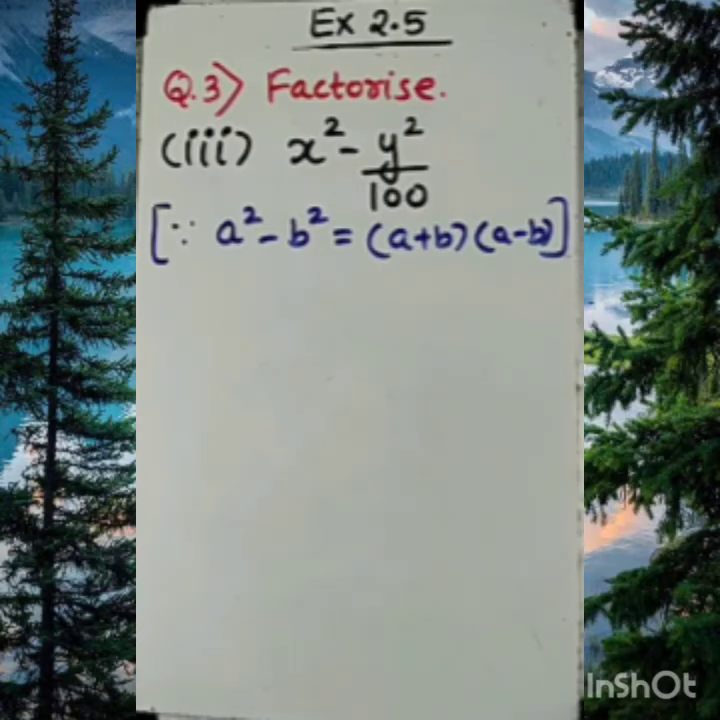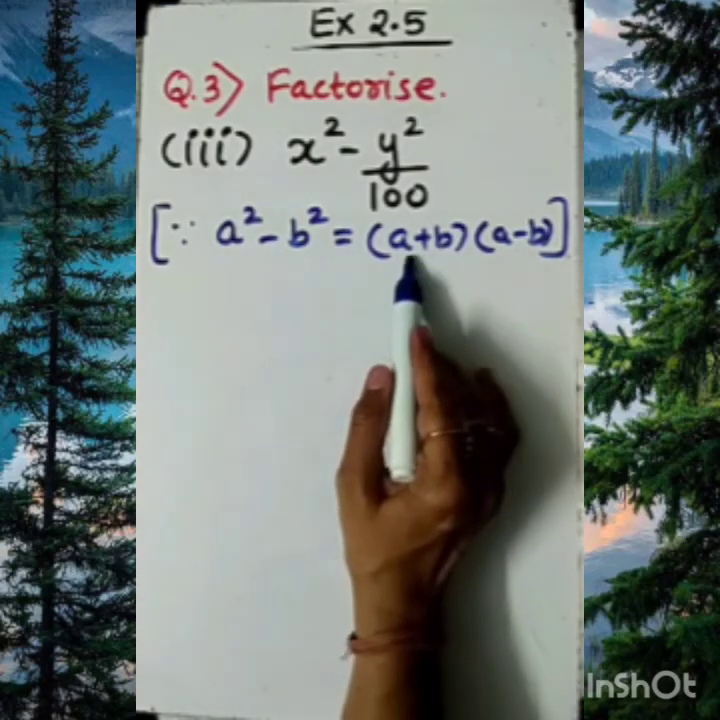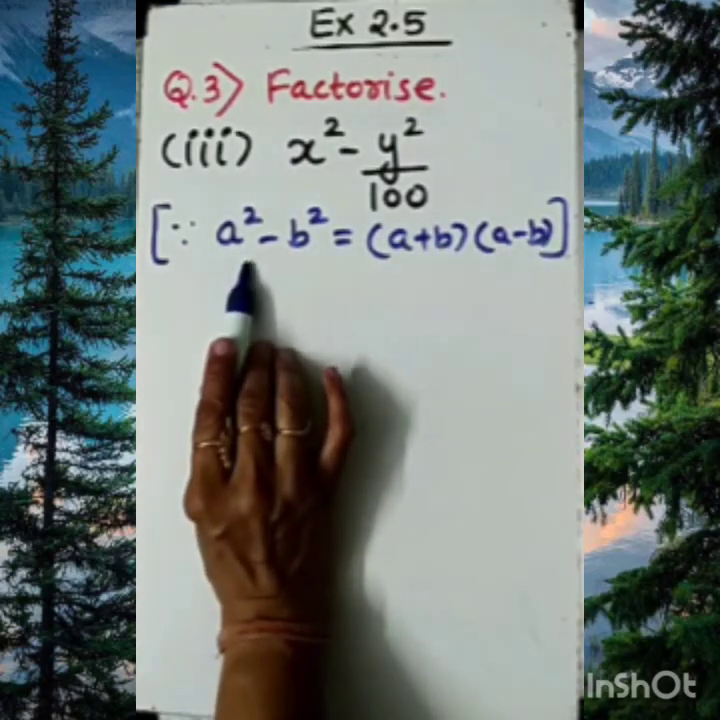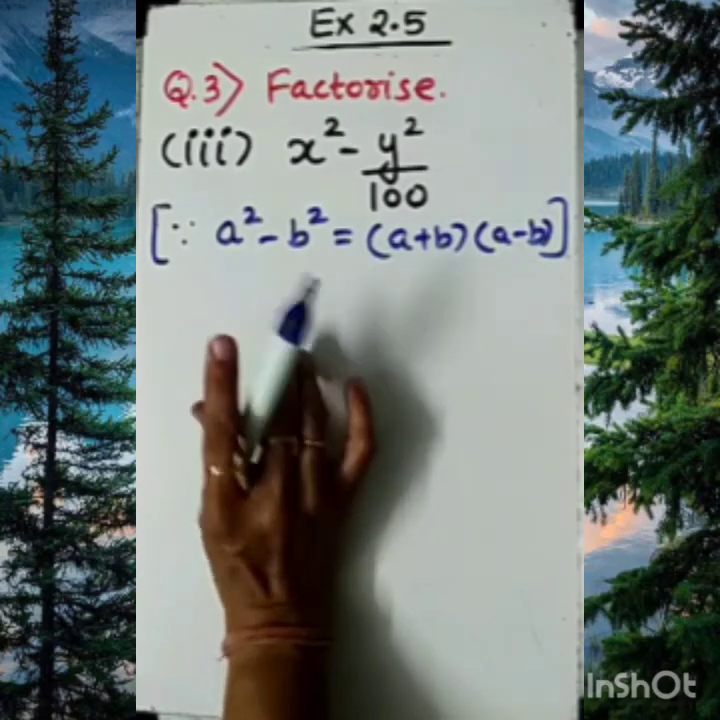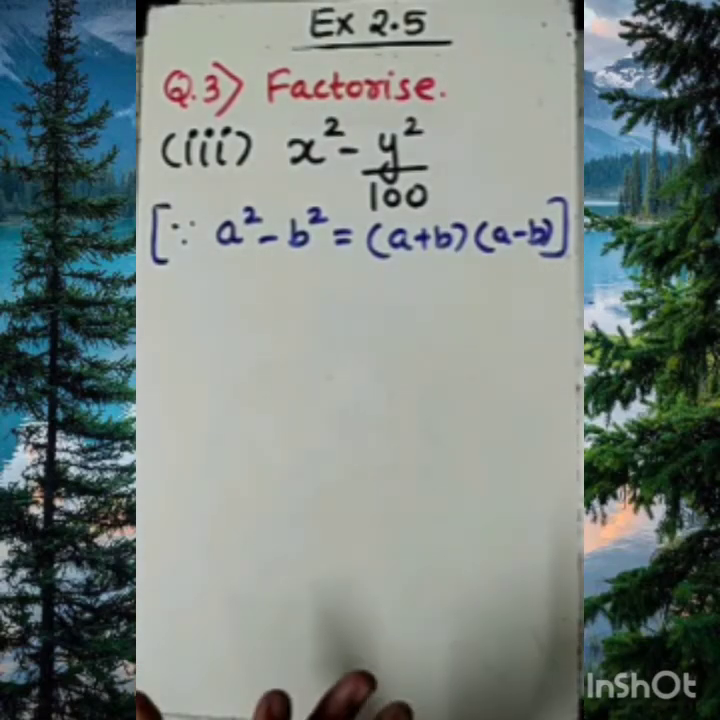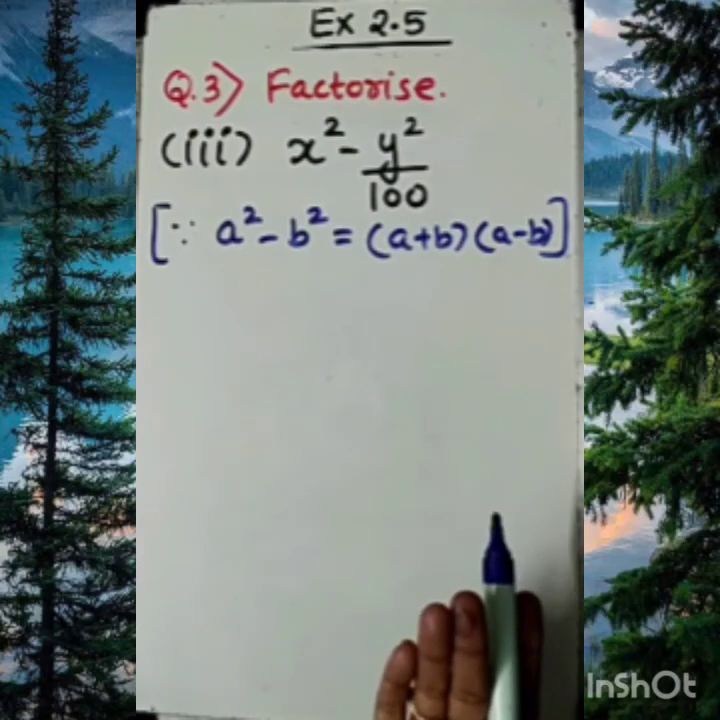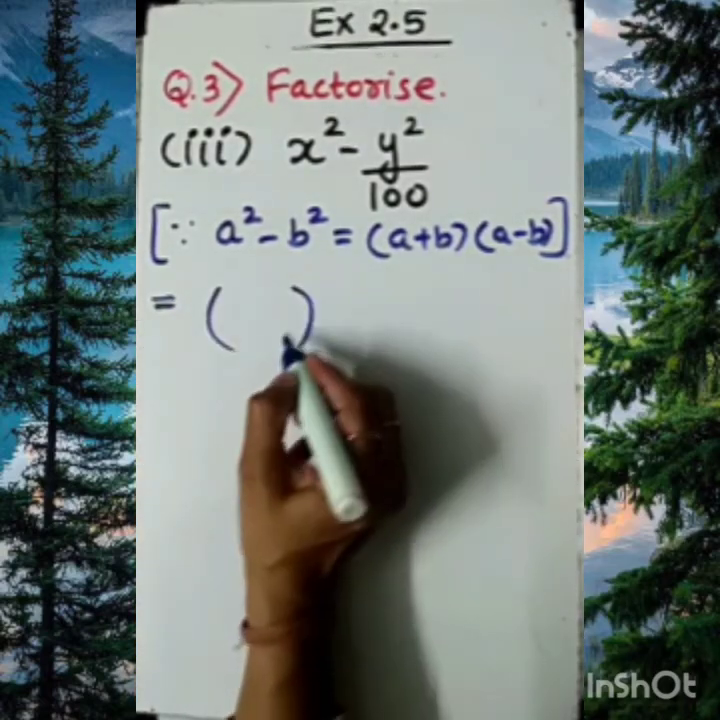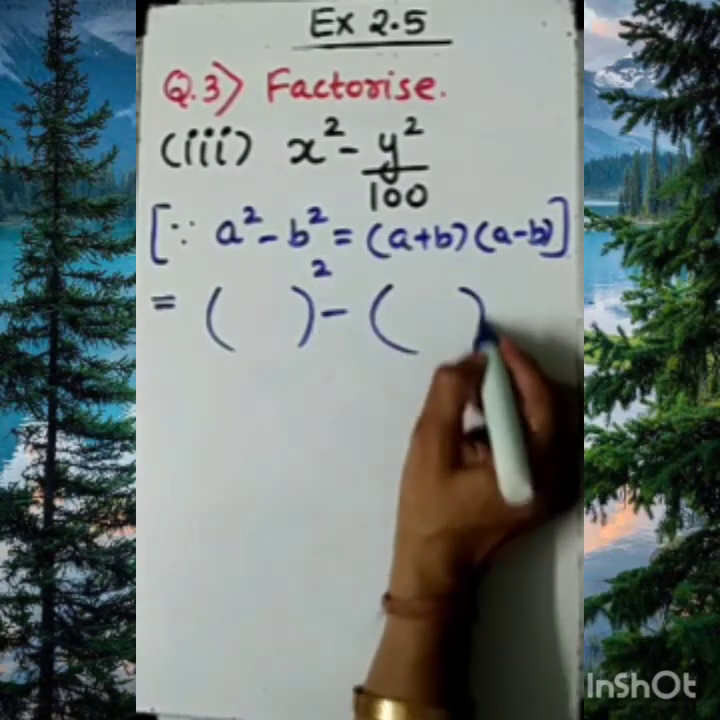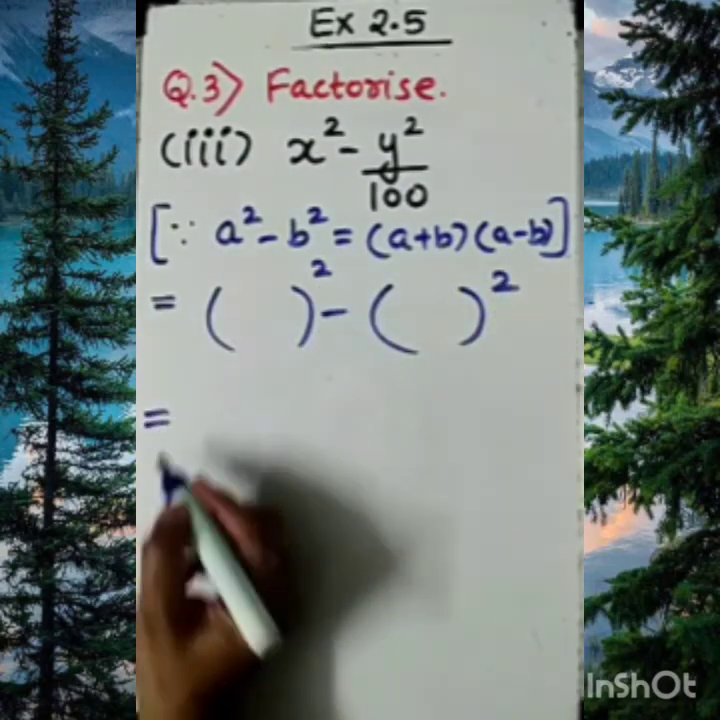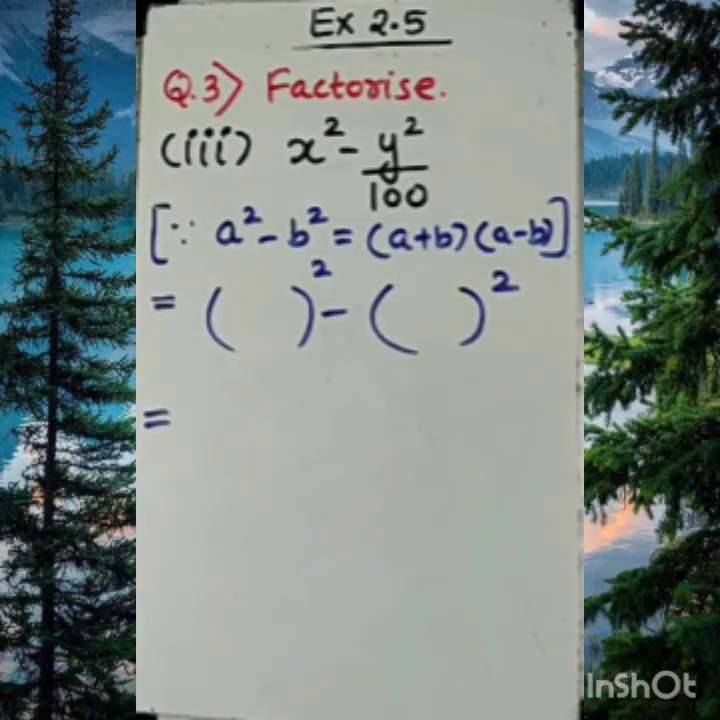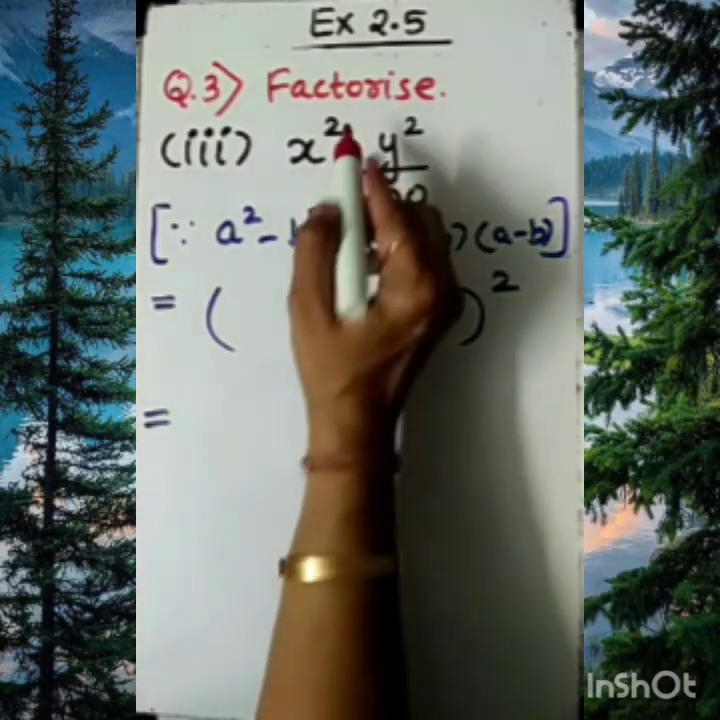Now, as usual, we used to write a plus b, a minus b, so we used to write a square minus b square. This we have remembered as an identity. The reverse procedure is there for factorization. So according to this, I need to write here a square minus b square. Now what is a here? Observe carefully. What is a? a is x whole square.